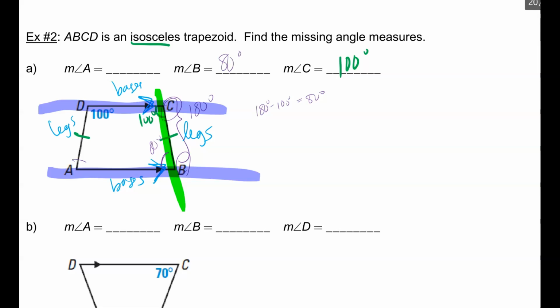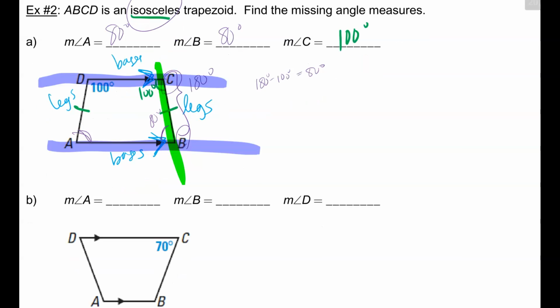But wait, if B is 80, that means A must be 80 because the theorem up above says if a trapezoid is isosceles, which we know it is, each pair of base angles are congruent. So D and C are congruent, A and B will be congruent.